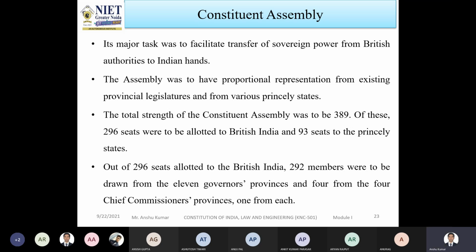And the assembly was to have proportional representatives from existing provincial legislatures and from various princely states. Once the British accepted the offer of a Constituent Assembly, the question came to the fore: what was the method of selection of the Constituent Assembly members?